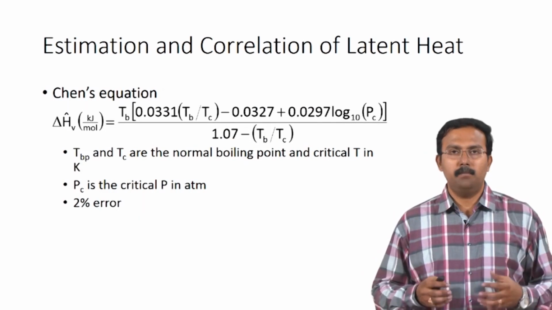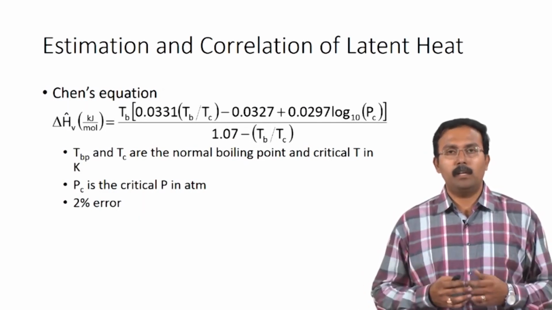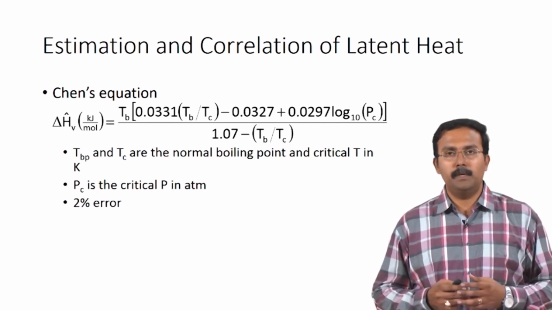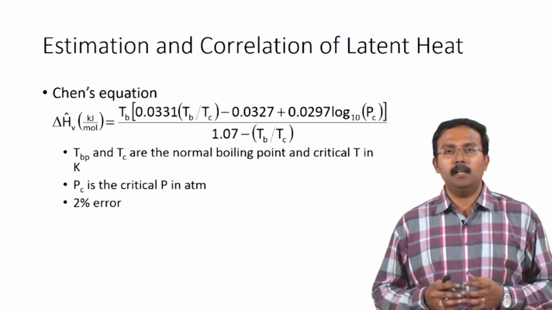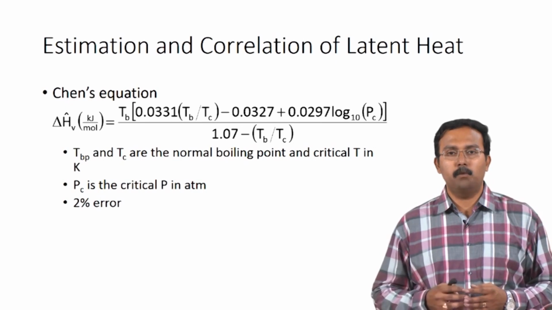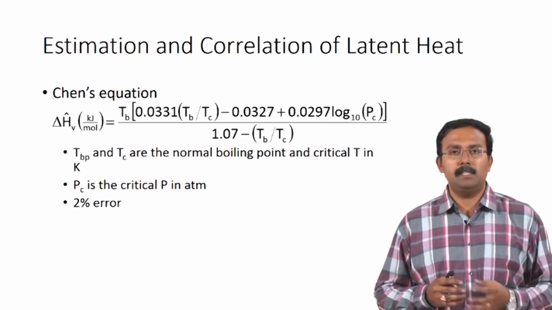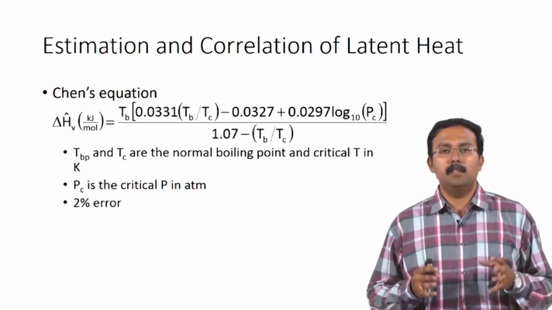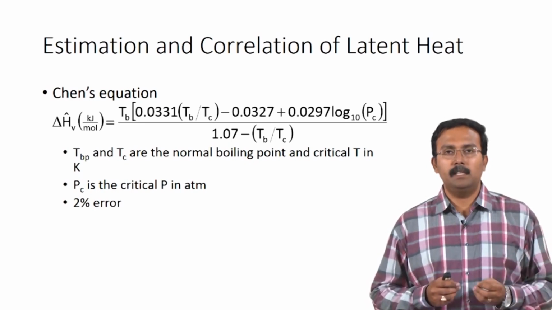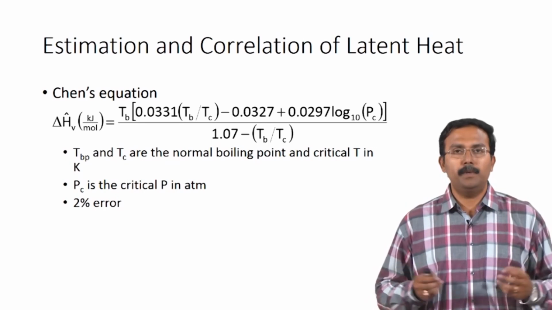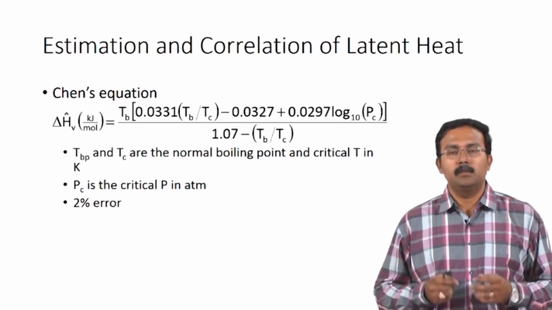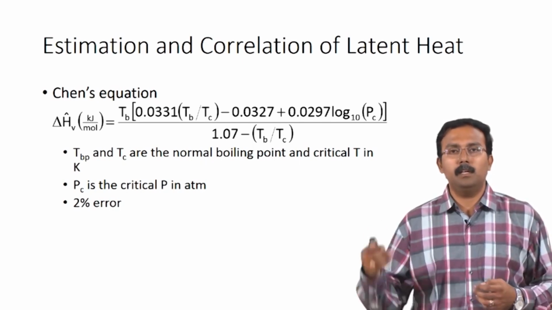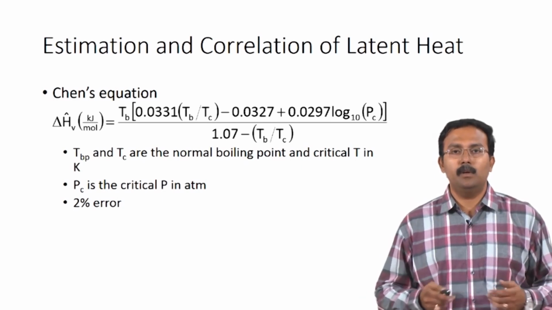If you are looking for calculating the heat of vaporization to a more accurate level, then you should use Chen's equation. As you see, Chen's equation is a lot more cumbersome. It uses the boiling point and critical temperature in Kelvin and critical pressure in atmospheres. Tc is the critical temperature, Pc is the critical pressure, and Tb is the boiling point. This gives the value for heat of vaporization in a more accurate fashion. There is only about 2% error when Chen's equation is used. So, this is a good correlation to use. However, you need information not just about the boiling point, but also about the critical temperature and critical pressure for the liquid you are looking at.